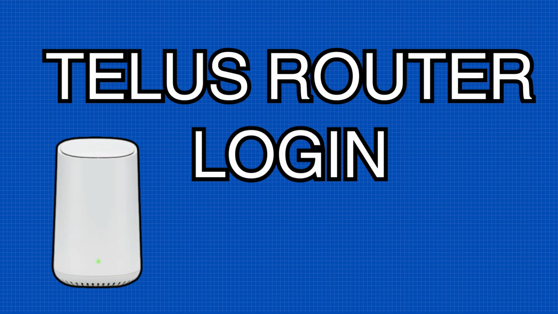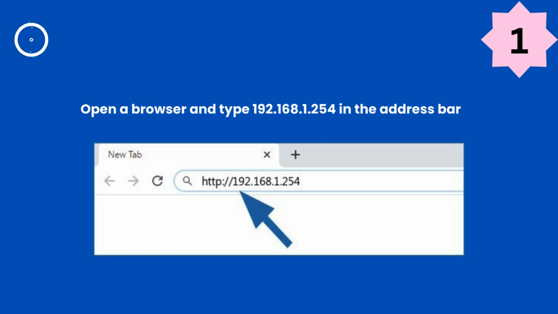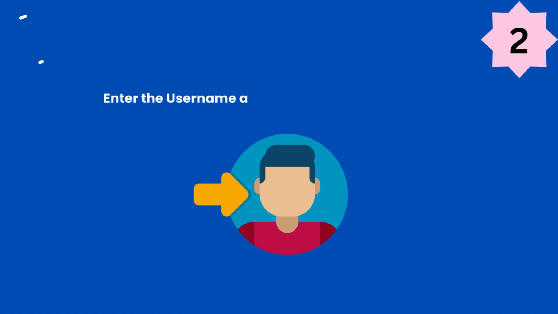Telus router login. 1. Open a browser and type 192.168.1.254 in the address bar. 2. Enter the username and password and click login.